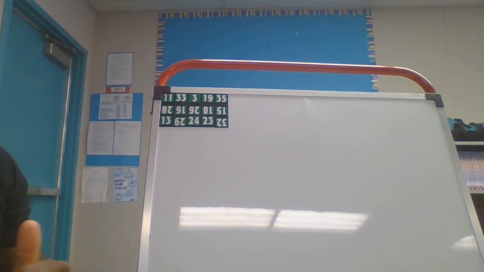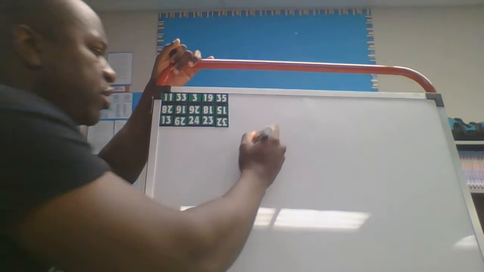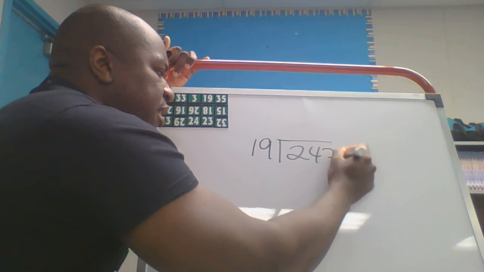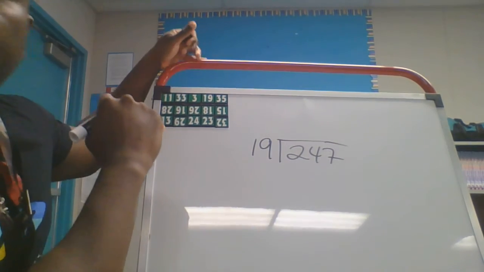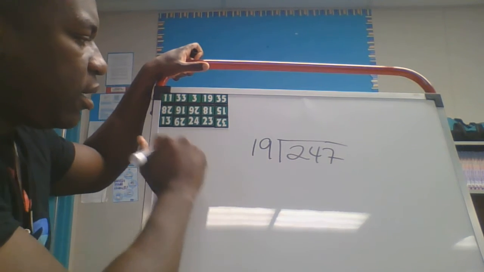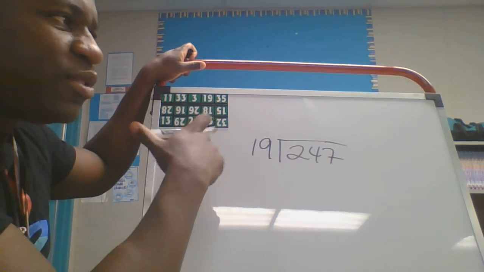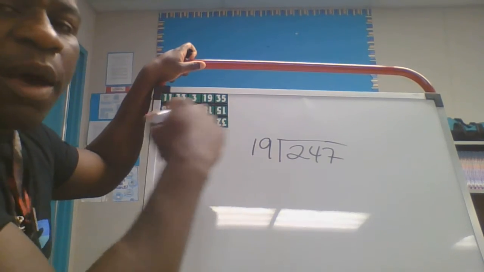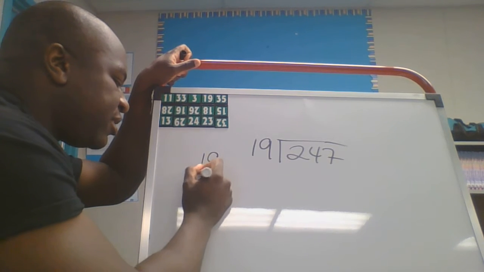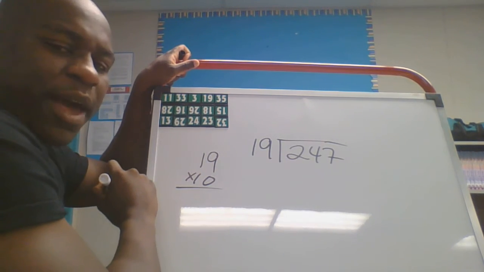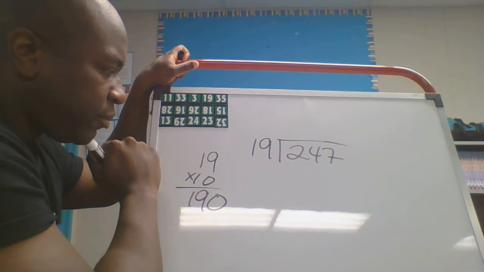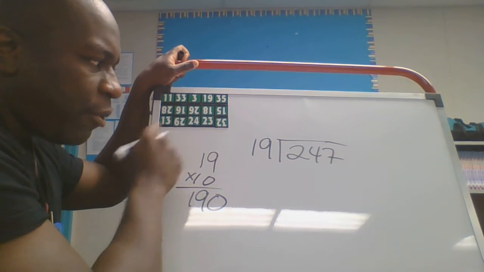Let's try a 2-digit number, 19 and 247. This is an example from your book from page 259 if you wanted to go back and take a look at it on your own. So 19, I don't know my 19s super quick like I know my 1s through 12. So let's guess and check. I'm going to go with 19 times 10 because 10 is a nice easy number to multiply anything by, because we just add a 0 at the end. So this becomes 190.